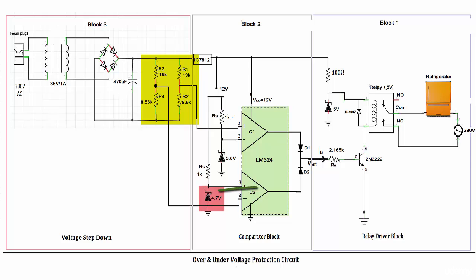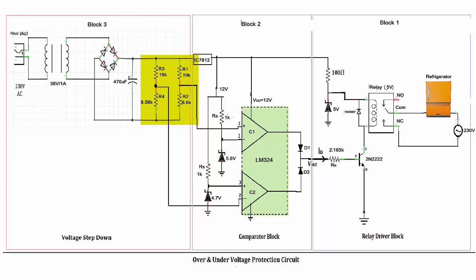Then comparator 2 will give a high output of 12 volt and the relay gets activated because the BJT will provide a sufficient amount of current to it. Hence the circuit of the refrigerator connected in the output will be switched off. Hence protection against undervoltage is achieved.